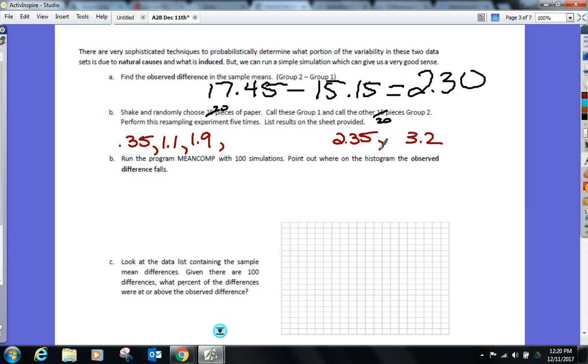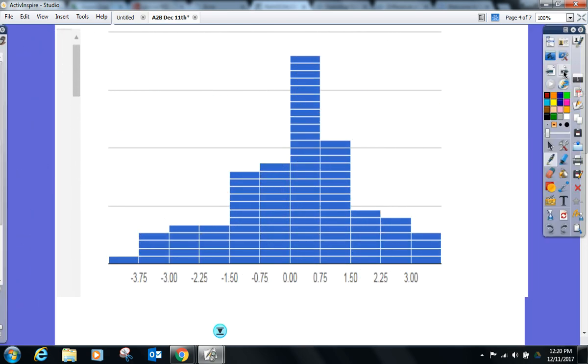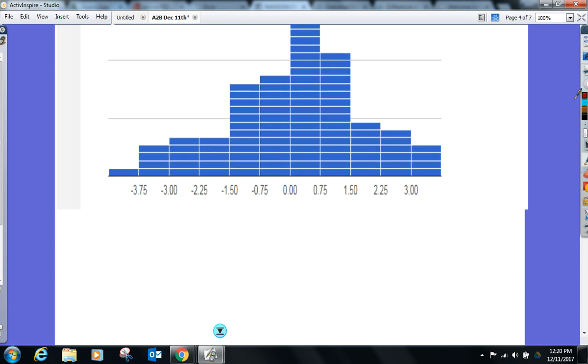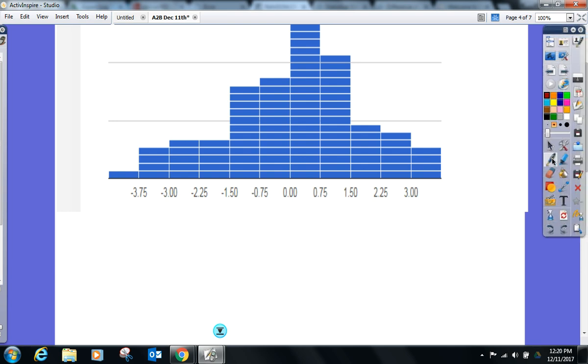So I've already done this, okay? You guys have a little histogram there in part B. We don't have time to do it, so just take a look at mine. I ran all those numbers again, and what you guys just did, I did it 100 times. This is what I got for a chart. Those numbers down below are the difference in my means, from negative 3.75 all the way to 3.00. What was our observed difference again? 2.3. So that would have been about right there, 2.3.